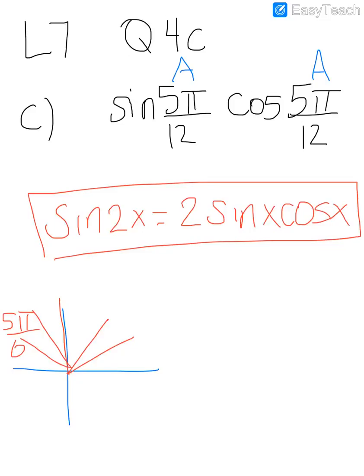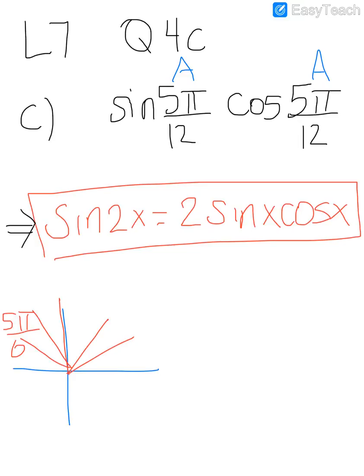Okay, here's question 4C from your homework on lesson 7, which was double angle identities. And 4C is probably one of the more complicated questions. What the question says is use a double angle identity to simplify and evaluate. And it gives you the sine of 5 pi over 12 times the cos of 5 pi over 12. I wrote your double angle identity below here. So this is what I wrote from your formula sheet.